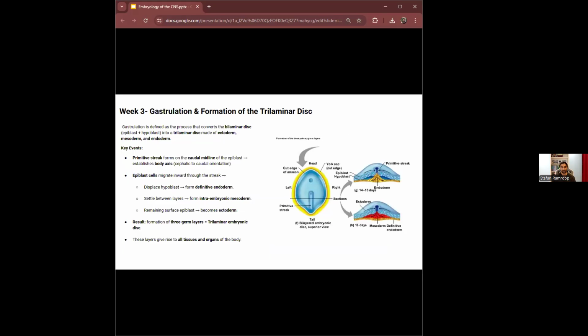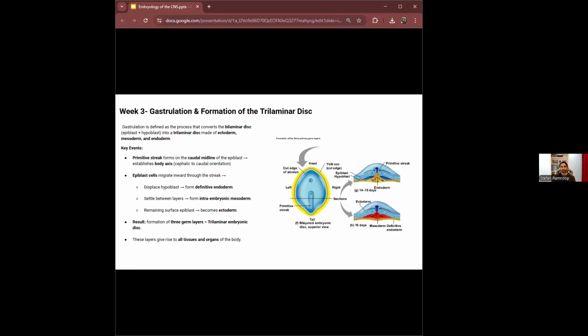So week 3 now, the embryo undergoes gastrulation, which is essentially the process by which your 2-layered bilaminar disc is going to become your trilaminar disc, forming into your 3 primary germ layers, your ectoderm, mesoderm, and your endoderm, which is the foundation for every tissue and organ in the body. So you can see that outlined here, your ectoderm, your mesoderm, and then your definitive endoderm on this diagram.